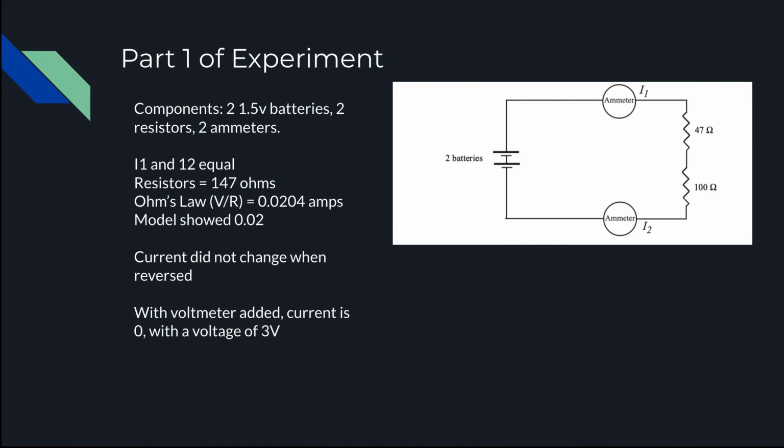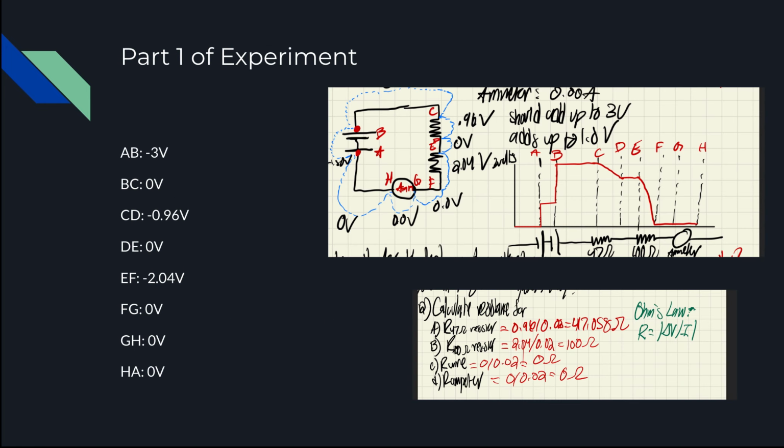Part 1 of the experiment: key components are two 1.5 volt batteries, two resistors, and two ammeters. According to the loop rule, we can assume that I1 and I2 are equal. The resistance is equal to 147 ohms, and Ohm's law, current equals voltage divided by resistance, gives us an estimated value of 0.0204 amps. The model showed 0.02, so that's very close. The current did not change when the ammeter's direction was reversed, and with the voltmeter added, the current is 0 with a voltage of 3 volts.